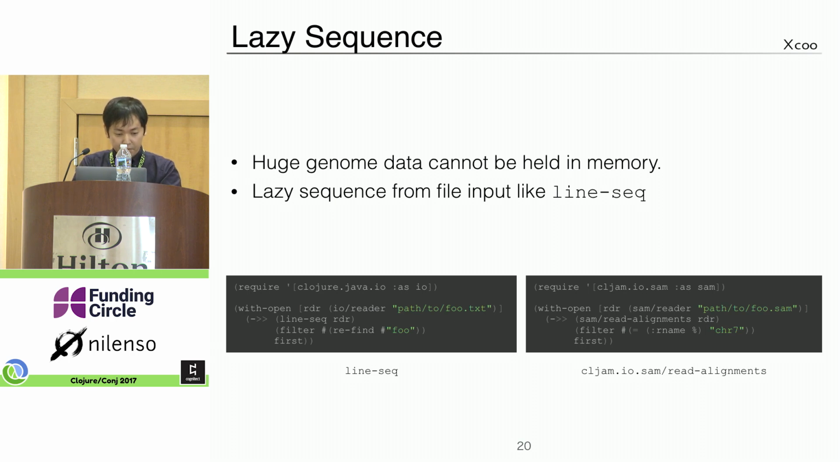Like the left code, line-seq returns a lazy seq from a reader. Similarly, most reading functions of Clojure also return lazy seqs from large genomic files, like the right code. So this code works on terabyte-size files. This code style is quite readable and intuitive.